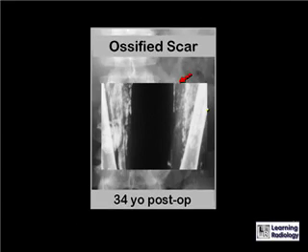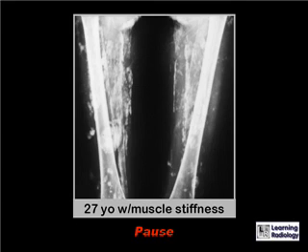This is a 27-year-old with diffuse muscle stiffness. What is your diagnosis? This is calcinosis universalis, which is most frequently associated with dermatomyositis or polymyositis. There is diffuse sheet-like calcification that's seen in both lower extremities.